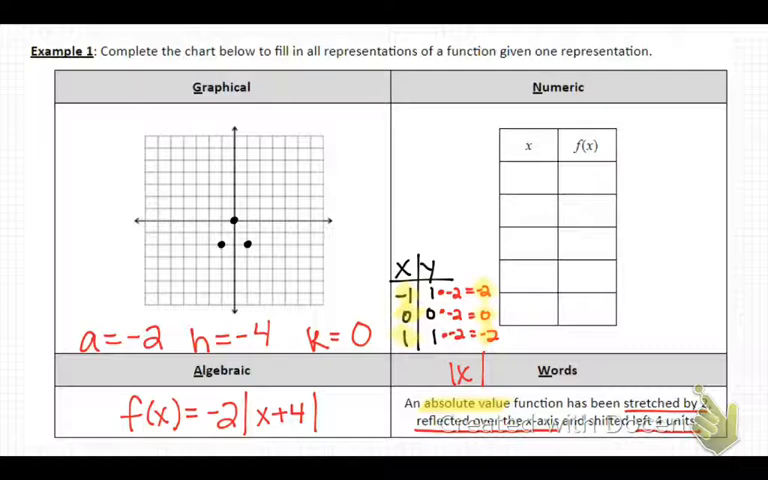Is that my final graph? Am I going to draw a line through them and be done with it? No. What else do I have to do? I have to move each of those points left 4. Will those red points be my final points? Yes, I'm going to draw a line through them.